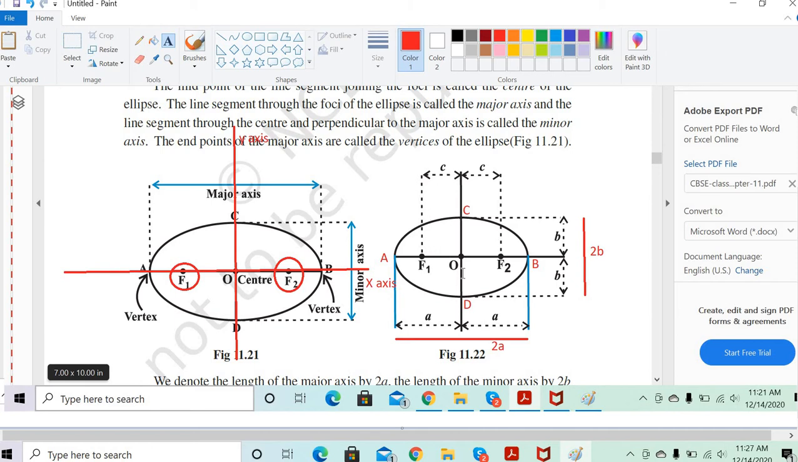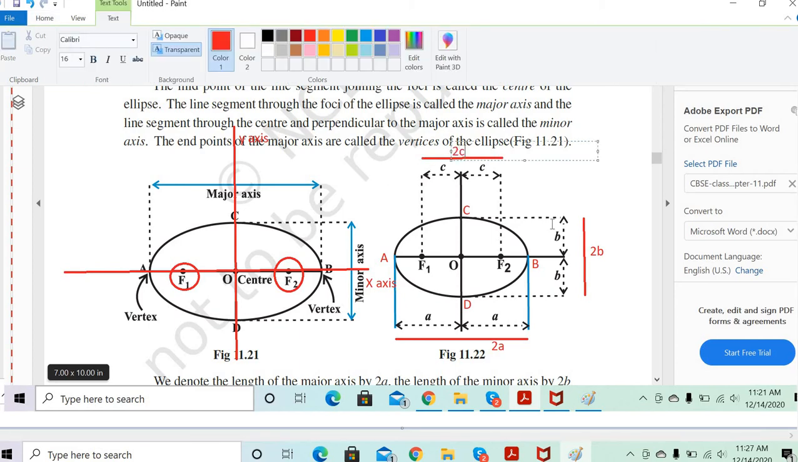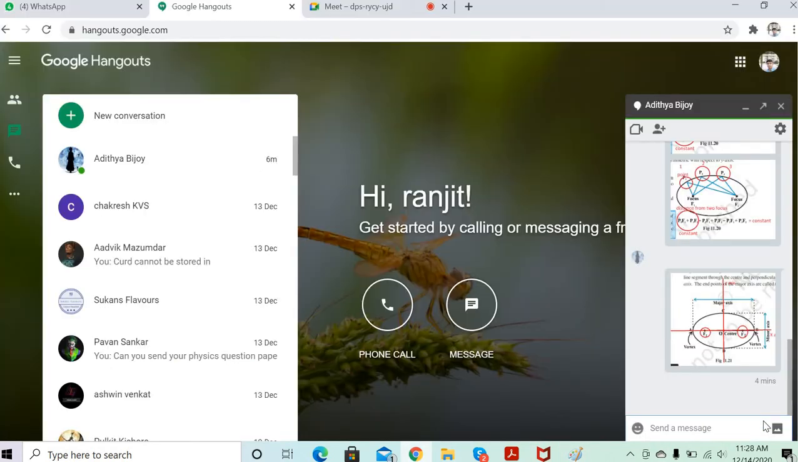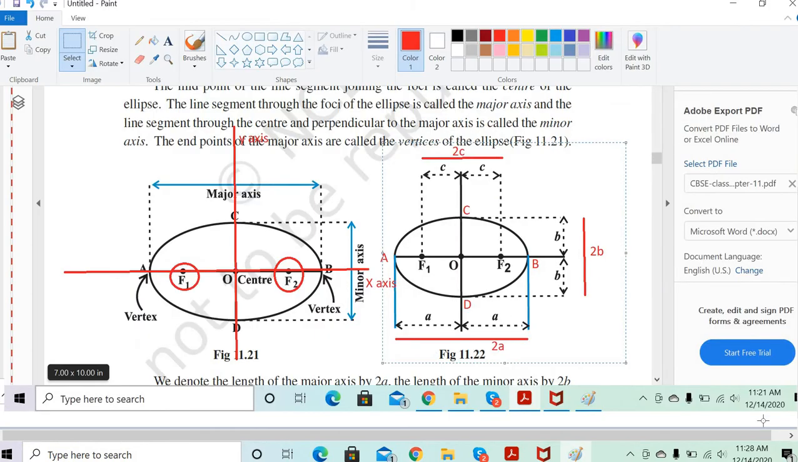Now, the two foci are equidistant from the center O. On both sides the distance is c, so the total distance between the two foci will be 2c. Correct? We just gave the names right now. Now we'll find the relation between a, b, c and the x, y of any point on the ellipse. Is it fine till now? Any questions, any doubt? Okay, excellent.